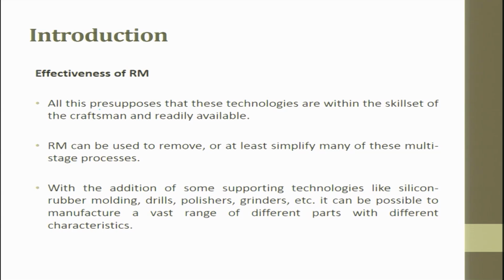All this presupposes that these technologies are within the skill set of the craftsman and readily available. RM can be used to remove or at least simplify many of these multi-stage processes. With the addition of some supporting technologies like silicone rubber molding, drills, polishers, grinders, etc., it can be possible to manufacture a vast range of different parts with different characteristics. So, this is the effectiveness of RM.